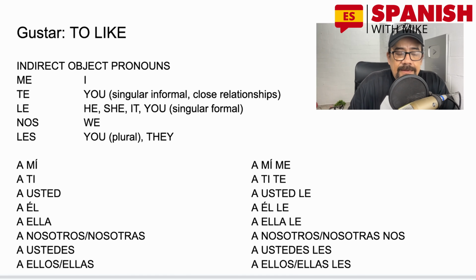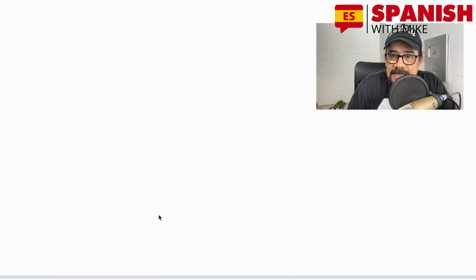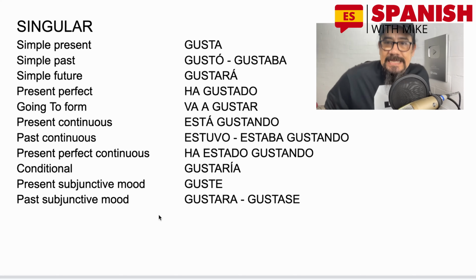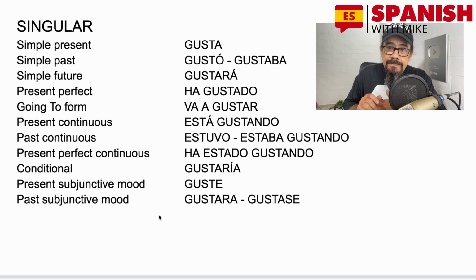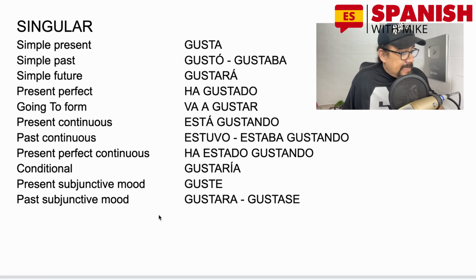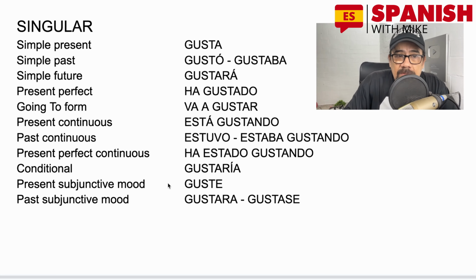Now, another thing. When it comes to this verb, the conjugation depends on the object, if the object is singular or plural. So I can say, I like this apple, or I like apples, or I like those apples. In English, it's just the verb like, right? Nothing changes. But in Spanish, it changes. So we have a singular form for each conjugation and each tense.